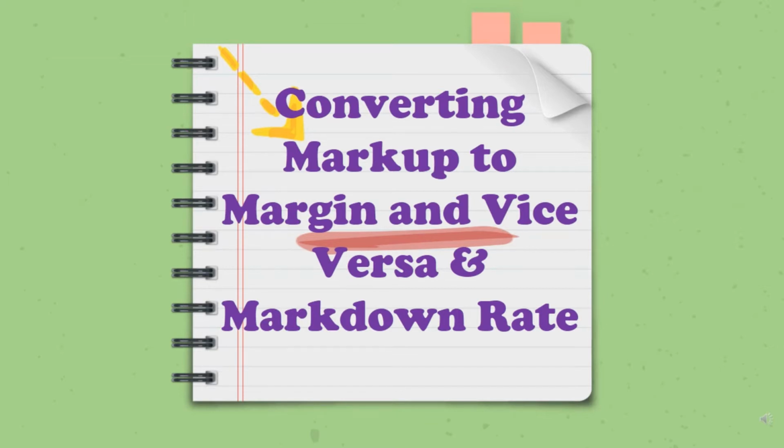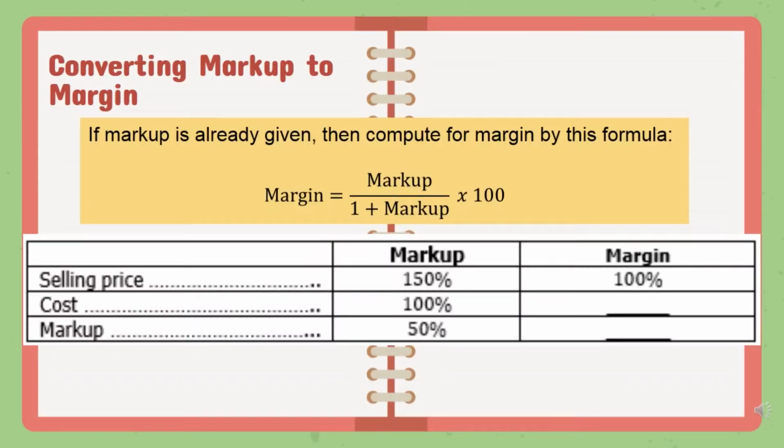So we will be discussing the difference between markup and margin, how to calculate and solve for it, as well as how to convert markup to margin and vice versa. So let us go now to how to convert markup to margin and vice versa. This is possible even if the amount of the selling price, cost, or even the markup is not given in an ambiguous case. We might use certain formulas to do this.